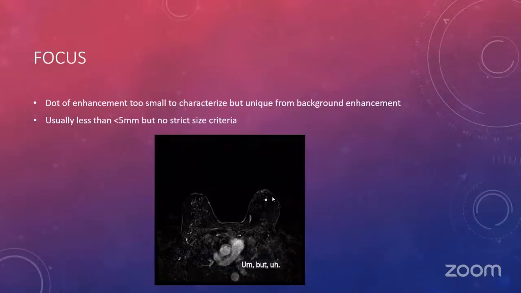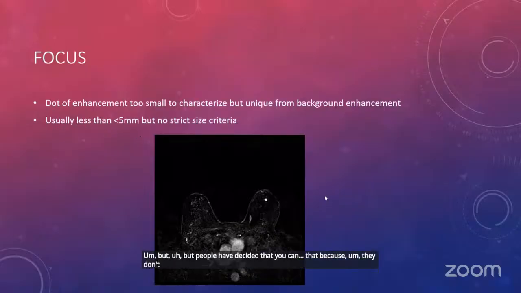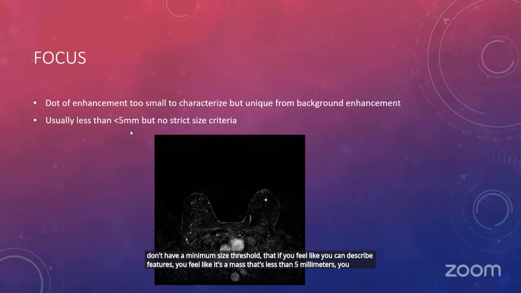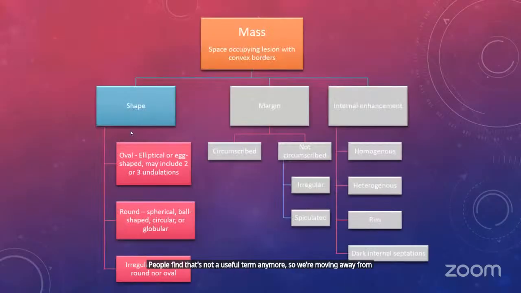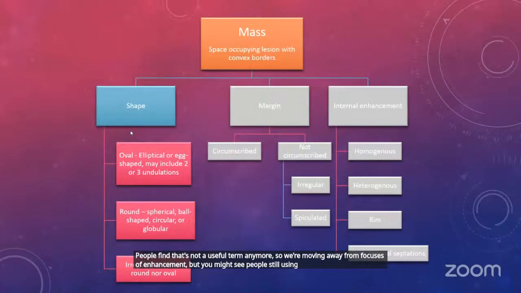But people have decided that because they don't have a minimum size threshold, if you feel like you can describe features, and you feel like it's a mass that's less than 5 millimeters, you should still call it a mass. People find that's not a useful term anymore, so we're moving away from foci of enhancement. But you might see people still using that term. You might see old reports still talking about foci of enhancement.